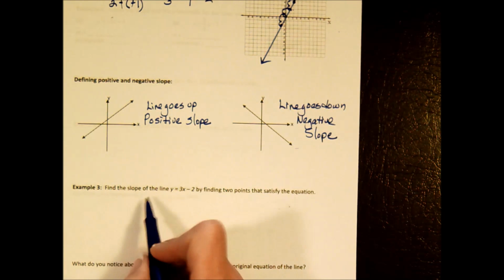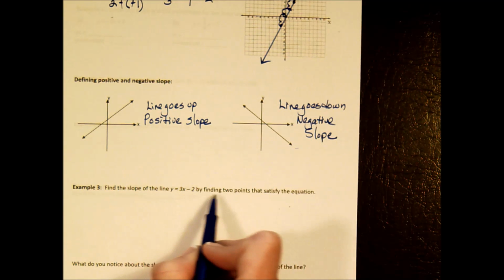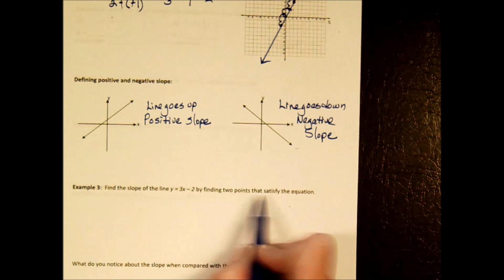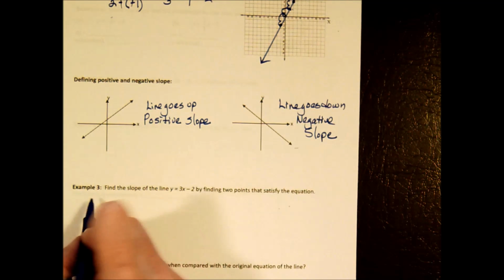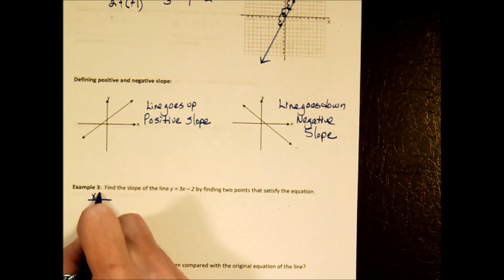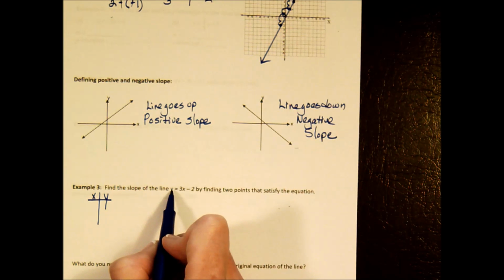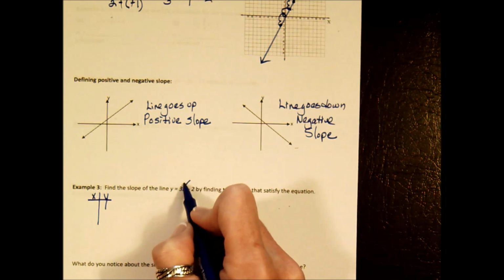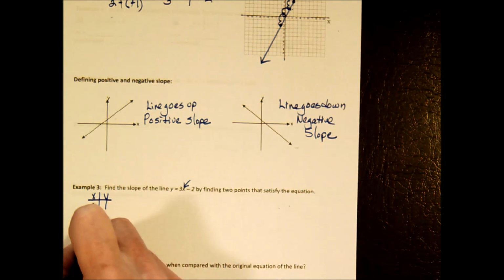All right. Let's look at example 3, and you're going to see a kind of a neat coincidence here. It says find the slope of the line y equals 3x minus 2 by finding 2 points that satisfy the equation and then using the slope formula. So first I have to find 2 points that are on my line. Since the y has a 1 in front of it, it is easier to pick for x, so of course I'm going to pick easy numbers, 0 and 1.